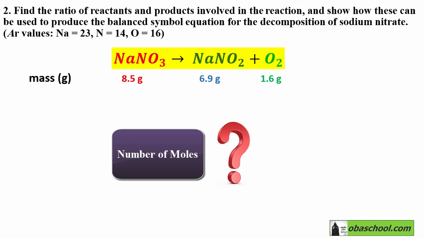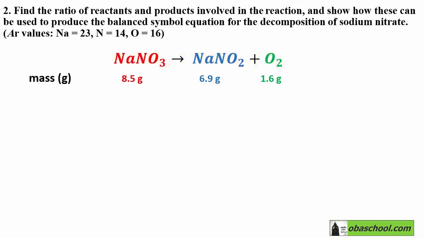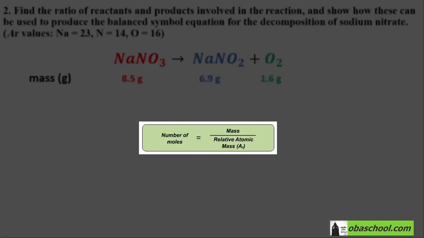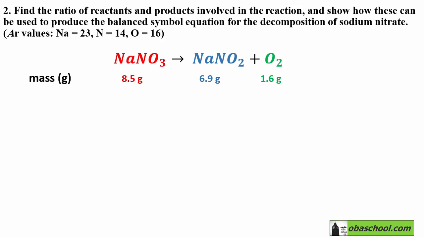What's the relation between the number of moles and mass? Excellent. The number of moles is equal to the mass divided by the relative atomic mass or by the formula mass. So we know the mass and we need to find the number of moles. Can we find the relative atomic mass or the formula mass? Of course we can. Let's start with sodium nitrate, NaNO3.